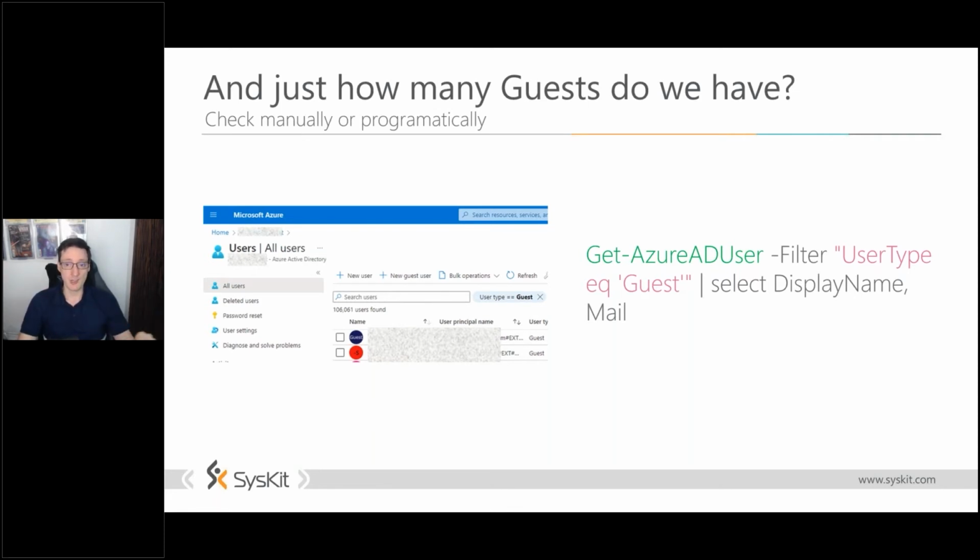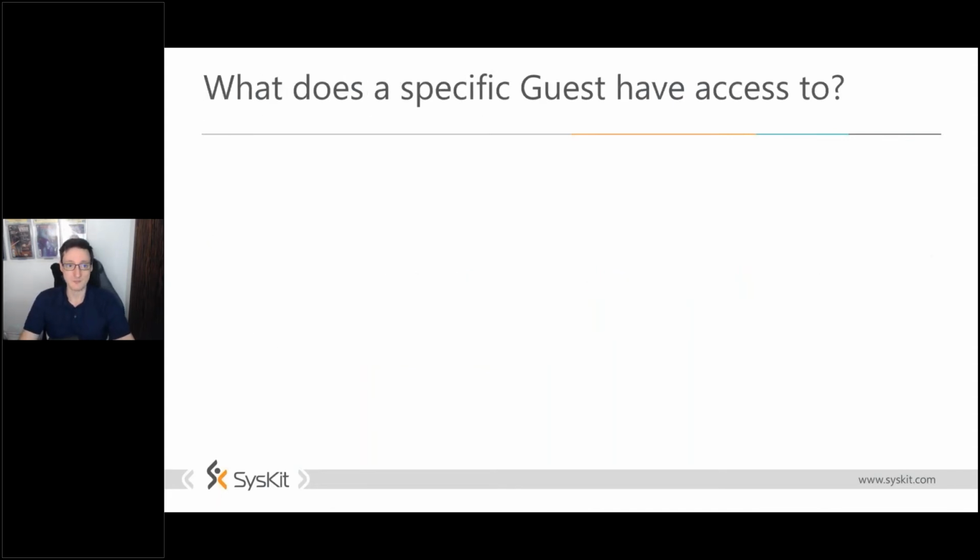So figuring out how many guests you have is not an issue, but you need to think about whether you only want to know once a month or once a quarter for management reporting purposes. Then you can just quickly check it. Do you need to perform some actions on it on a daily basis? Then obviously you need to automate it in some way.